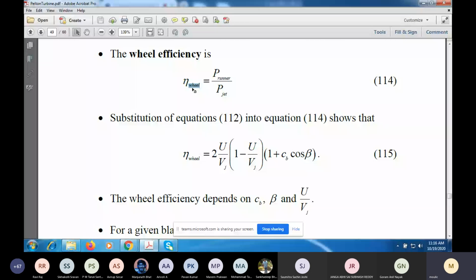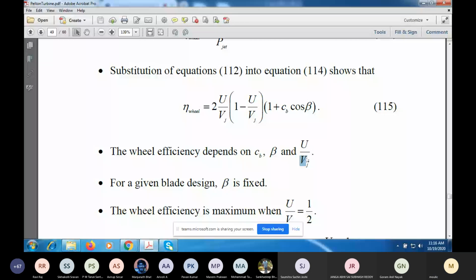This depends on this empirical factor, which is roughly a constant. The blade angle is fixed for a given design, so that's another constant. But U by Vj can vary. Vj might be fixed for you, depending on the velocity at the outlet of the jet, but the speed with which the wheel rotates will depend on the load on your turbine. Because at steady state, the power developed by the wheel must be equal to the power required, the resisting torque.